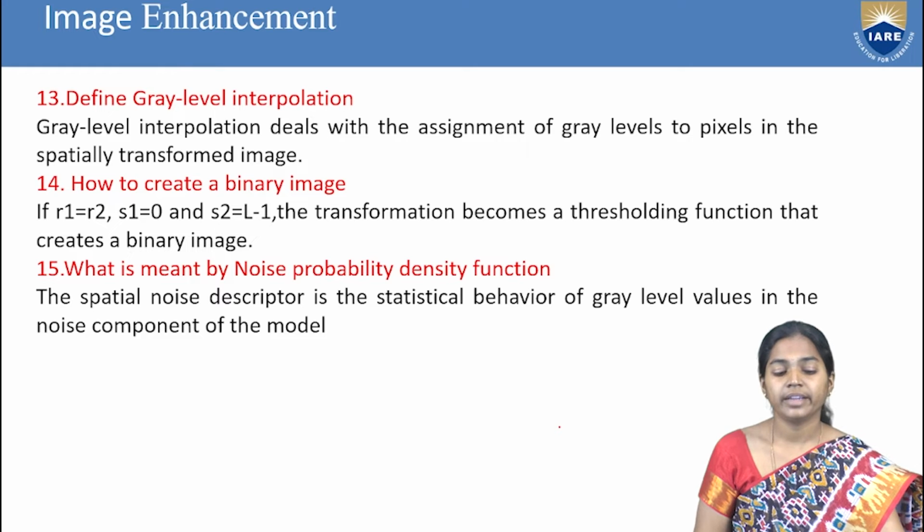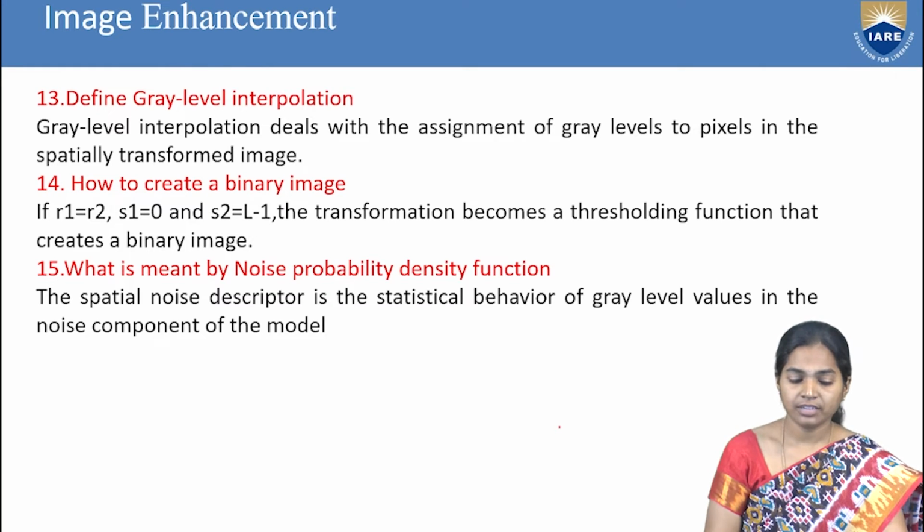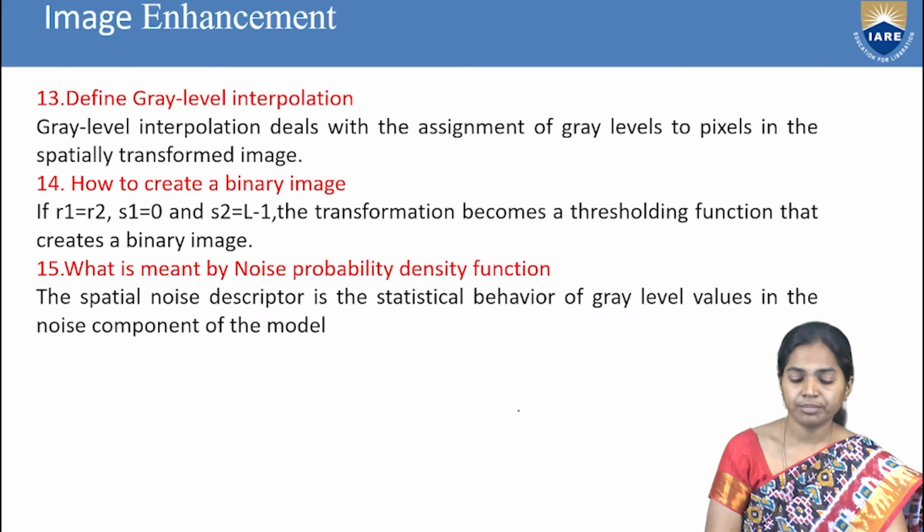Define gray level interpolation. Gray level interpolation deals with the assignment of gray levels to pixels in the spatially transformed image.